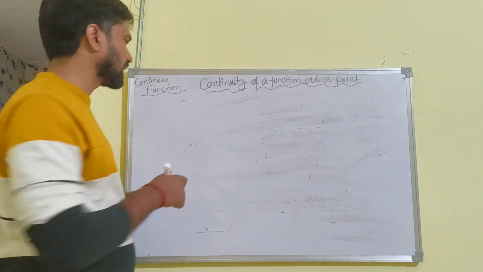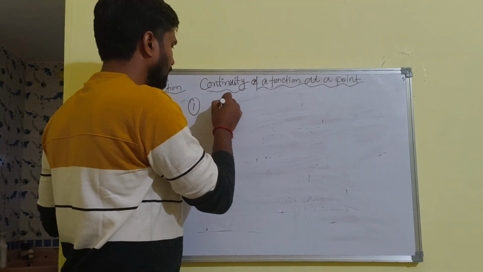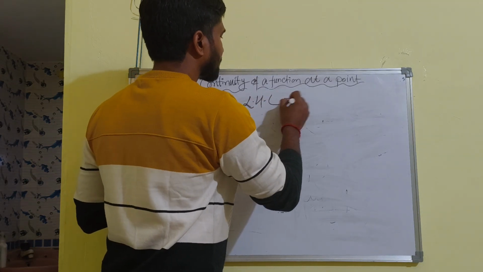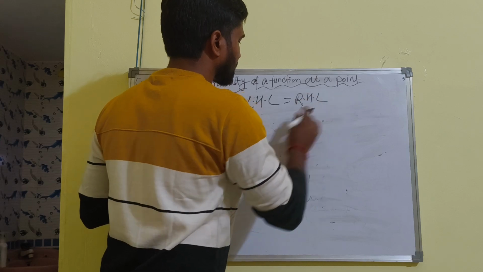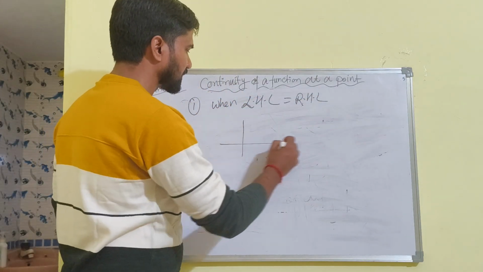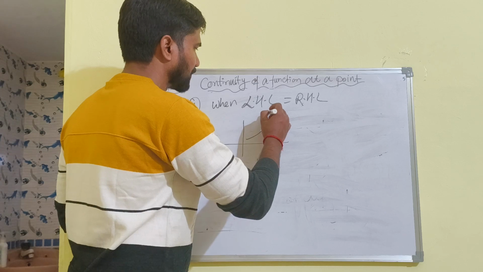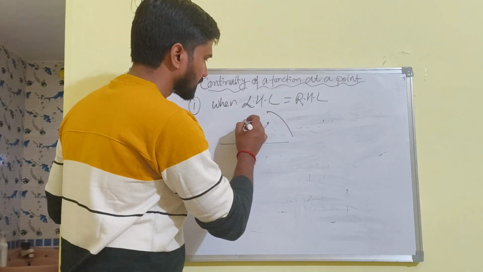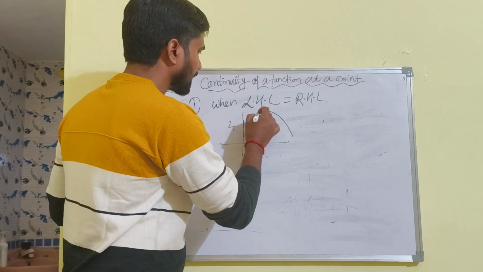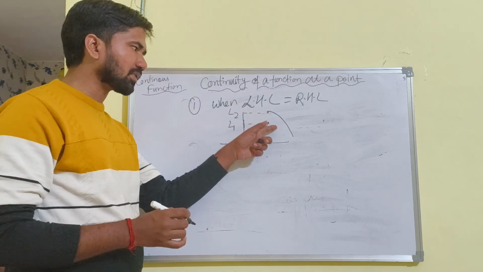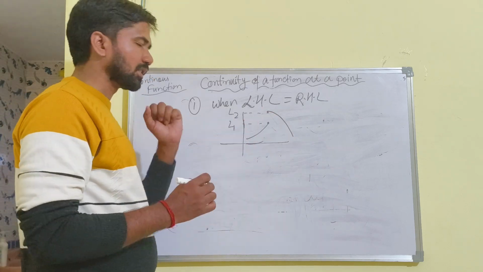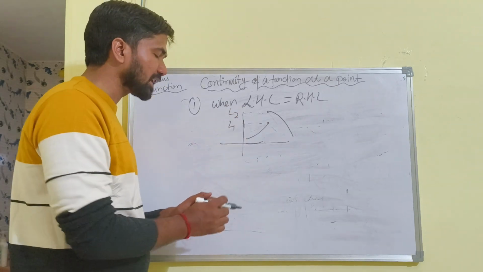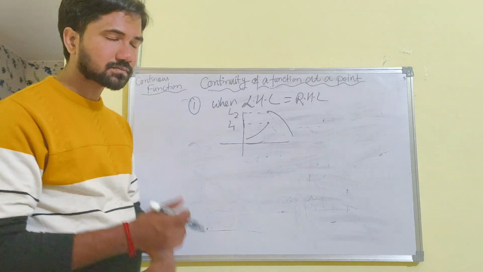So let's discuss the first criteria, when the left hand limit is not equal to the right hand limit. If you draw the graph, it looks like this. Suppose the left hand limit is here and the right hand limit is here. If you move from the left side, you will reach here. Suppose this is L1 and here L2. The left hand limit is L1 and the right hand limit is L2. So the left hand limit is not equal to the right hand limit, and at that time we say the limit does not exist.